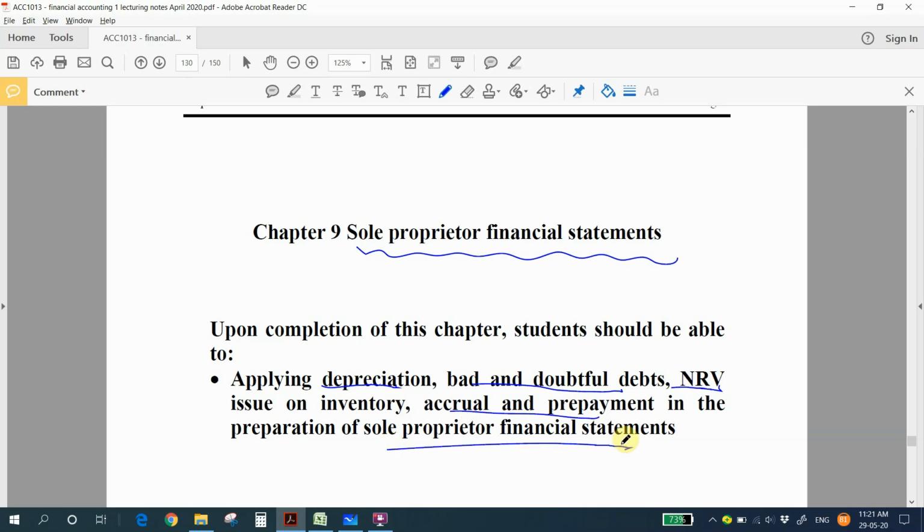So basically, the things that you learned from chapter 1 to 8 will become your chapter 9. In chapter 9, we are going to prepare a complete financial statement for a sole proprietor. So let's see.